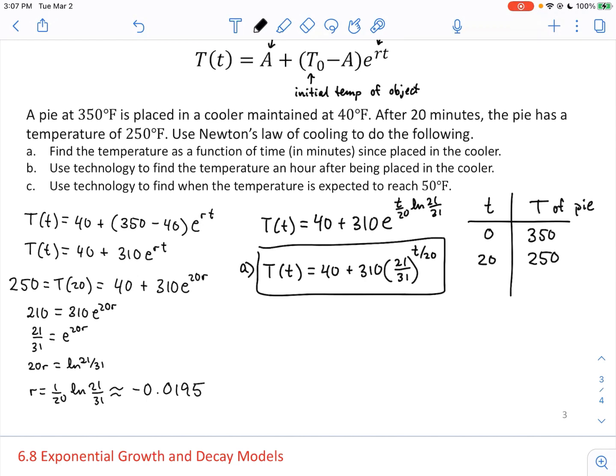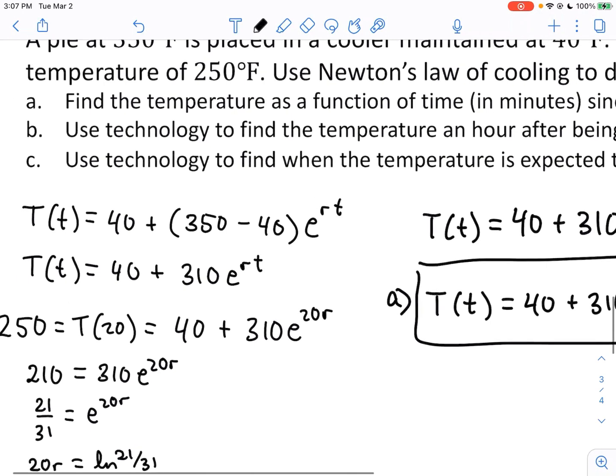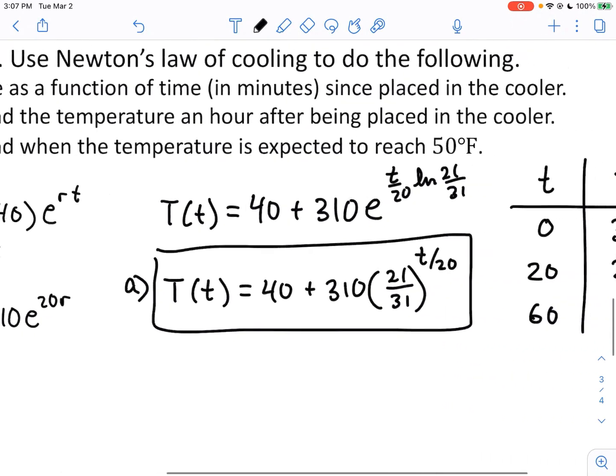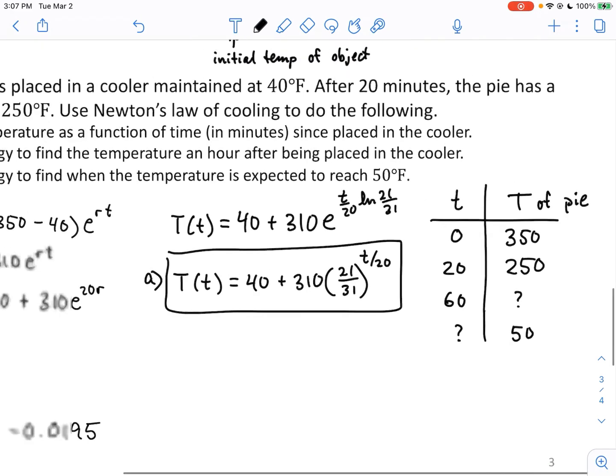Now, mind the difference in units. 1 hour is 60 minutes, and T has been measured in minutes. So we would want to plug in 60 and figure out temperature to answer part B. And part C is use technology to find when the temperature is expected to be 50 degrees. So we put 50 here and say, hey, when does that happen? So these are the two missing points we're looking for, and we'll use technology to do both of them.